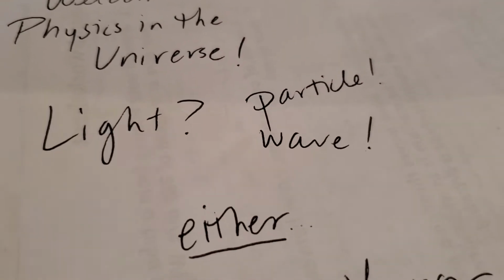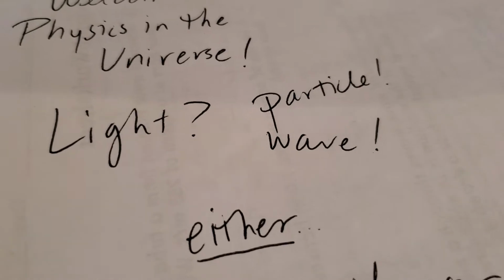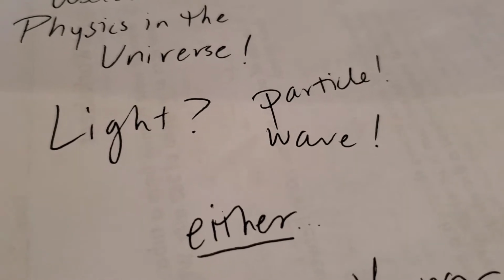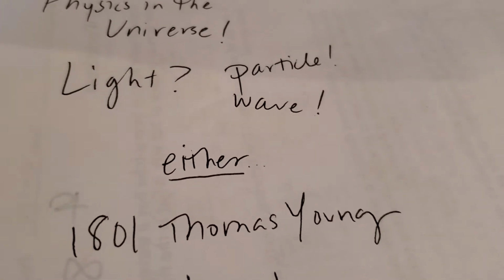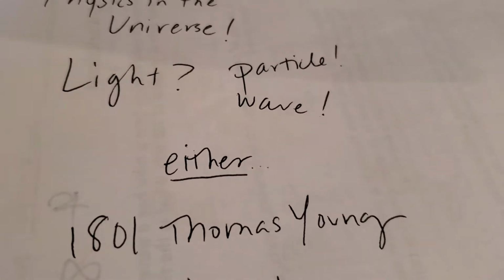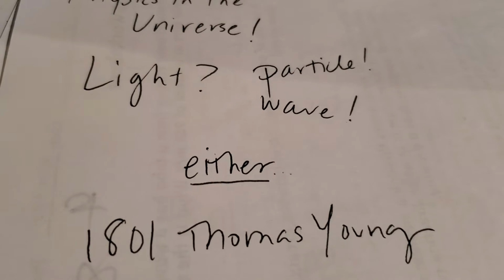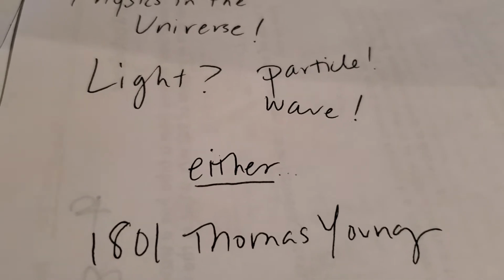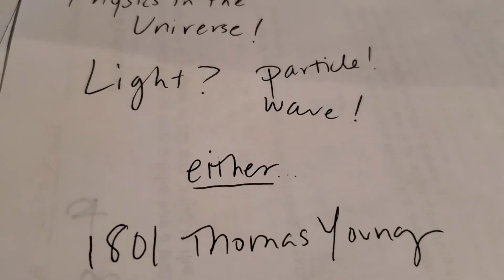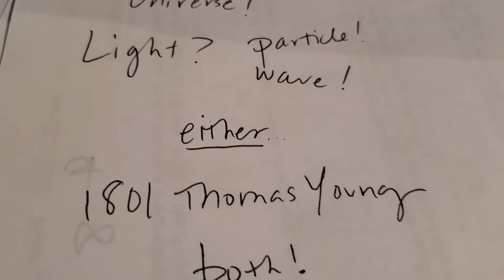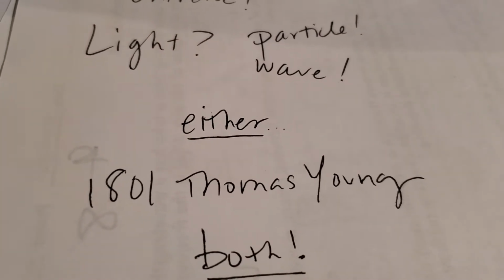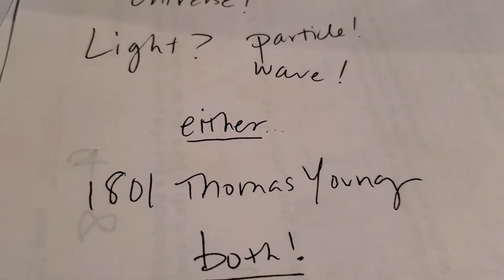Well, as you know, it's not good enough for science. We need data. Show us the evidence. Entering 1801, Thomas Young and his famous double slit experiment. With this, he was able to prove that light is not a particle or a wave. He was able to suggest that light is both particle and a wave, and entering the dual nature of light.